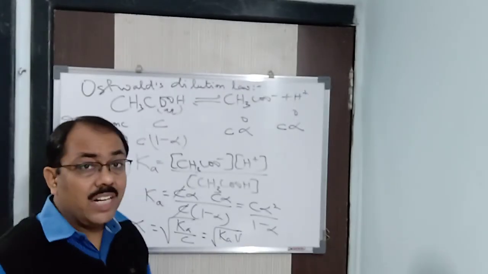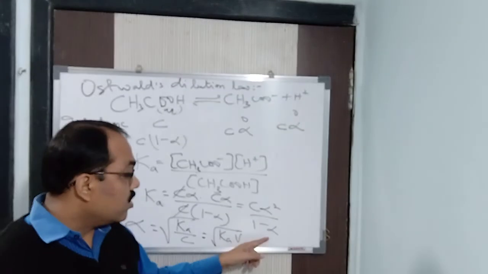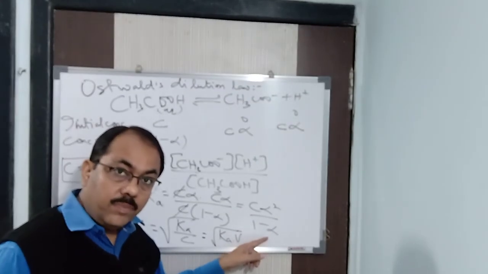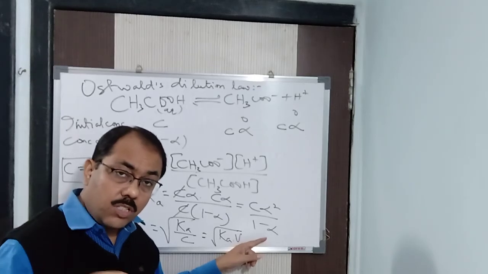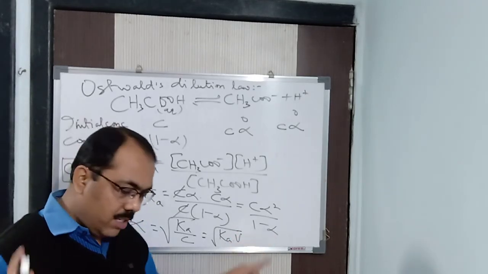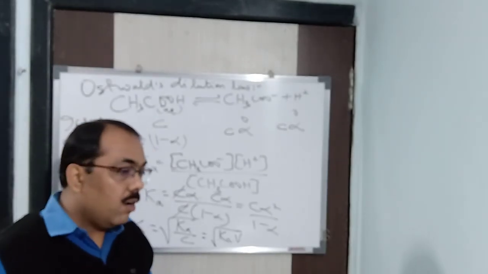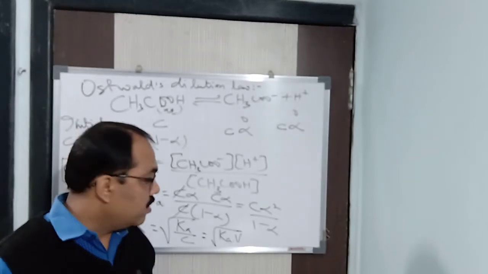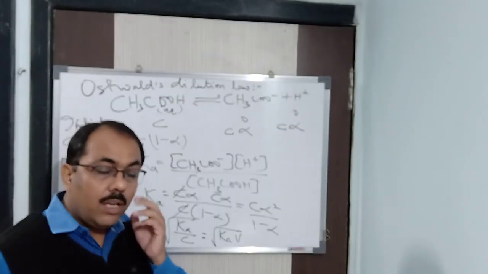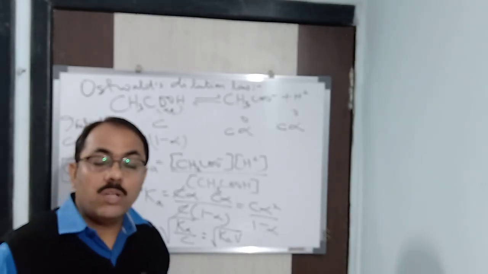If the value of alpha is greater than 5%, mind it, then the formula will be Ka is equal to C alpha square by 1 minus alpha only. If it is greater than 5%, then it is not negligible. This alpha is not negligible. So hence Ka is equal to C alpha square by 1 minus alpha only. Now how will you find alpha? You know it is a quadratic equation. You will use the formula minus b plus minus root over of b square minus 4ac by 2a.